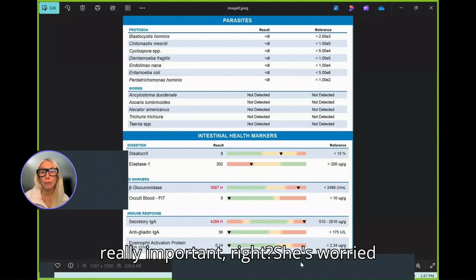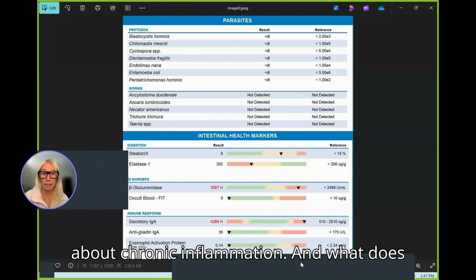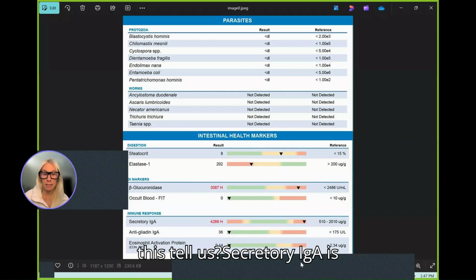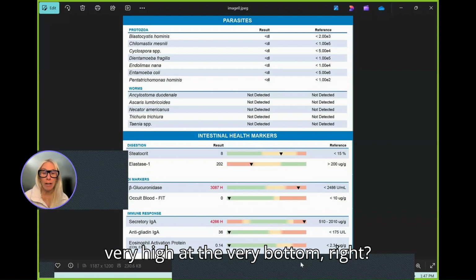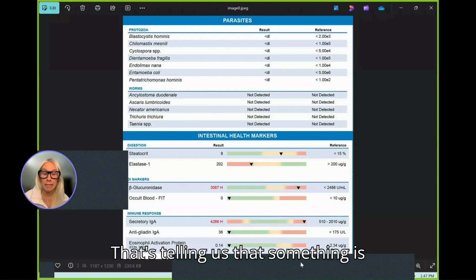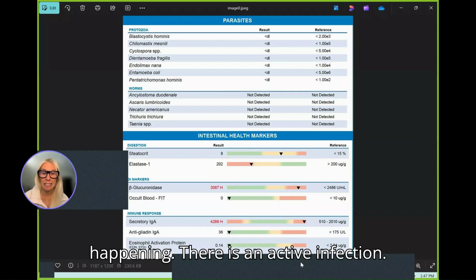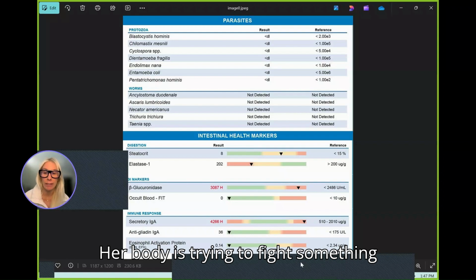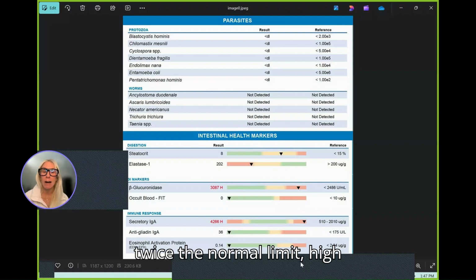Intestinal health markers here, really important, right? She's worried about chronic inflammation. And what does this tell us? Secretory IgA is very high at the very bottom, right? That's telling us that something is happening. There is an active infection. Her body is trying to fight something, twice the normal limit, high inflammation.